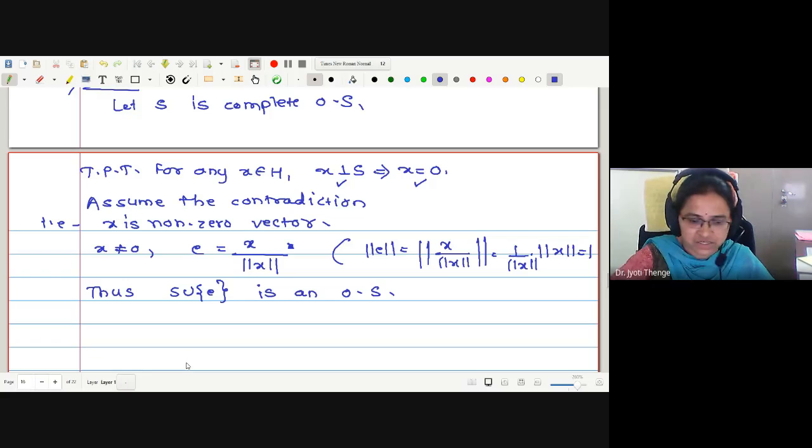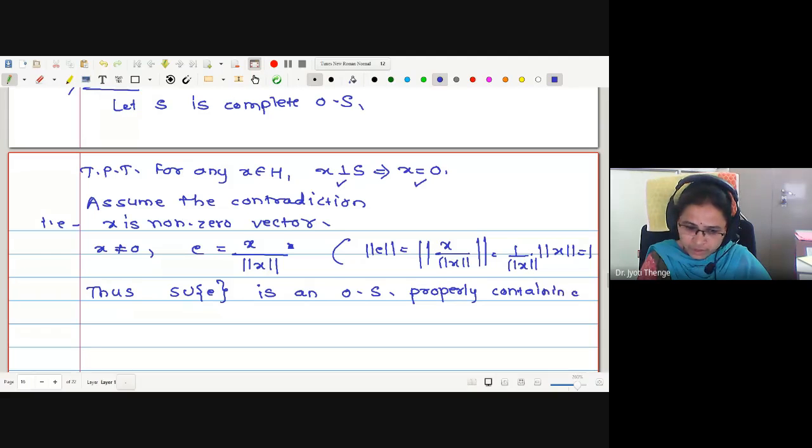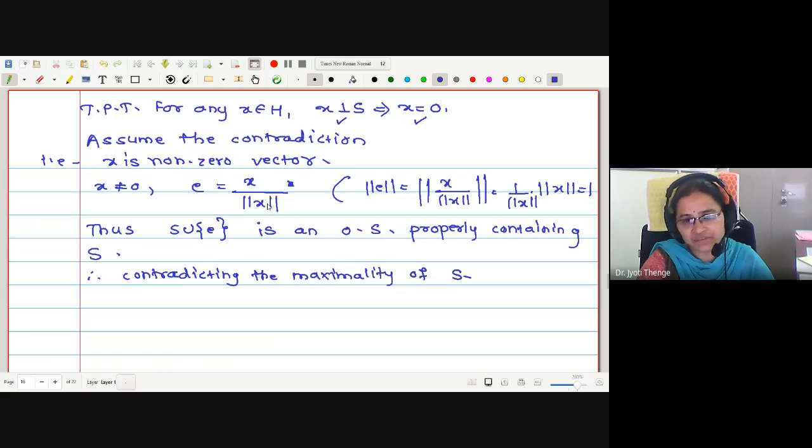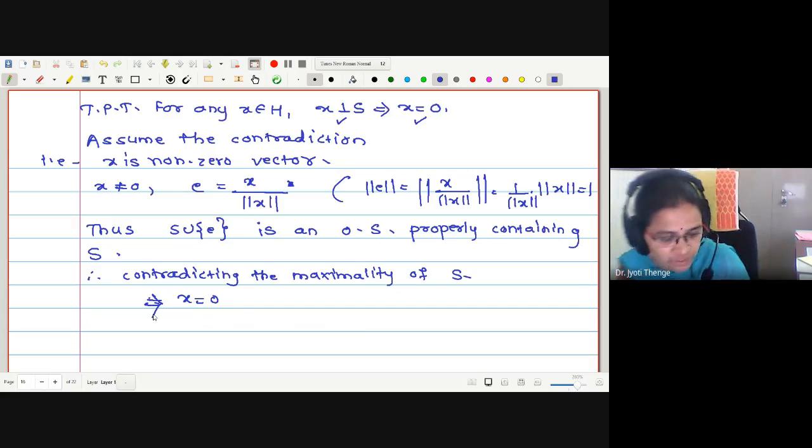Okay, therefore let us just write the statement. S union singleton E is an orthonormal set, properly containing S. And if it properly contains S, it will be a contradiction to the set S being a complete set, contradicting the maximality of S. Okay, therefore we started with a contradiction assumption. We got the contradiction, therefore the assumption must be wrong. Hence x must be the 0 vector. Therefore we have proved one part of the result.